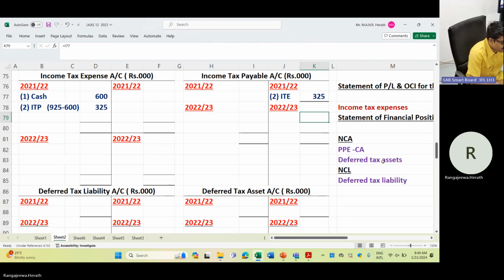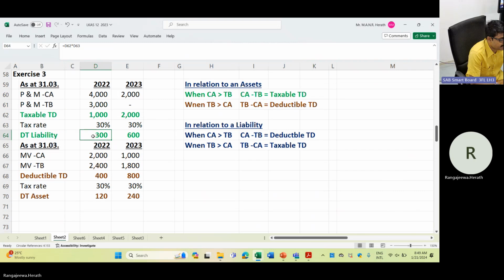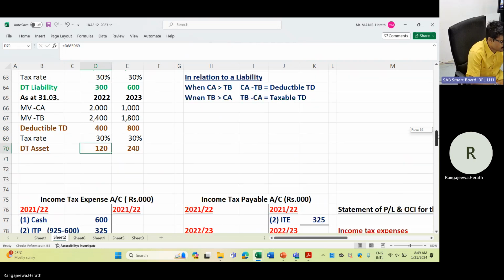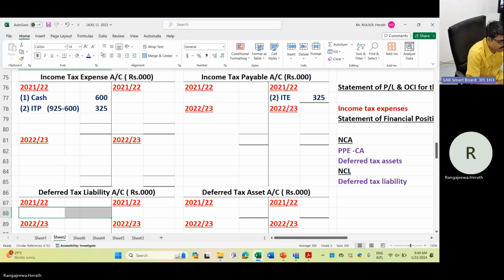Then at the end of the first year, the deferred tax liability balance, we have already calculated it. Deferred tax liability 300, and deferred tax asset 120. Newly started business, there is no opening balance. So you can carry forward the deferred tax liability account balance to next period. Carry forward deferred tax liability 300.